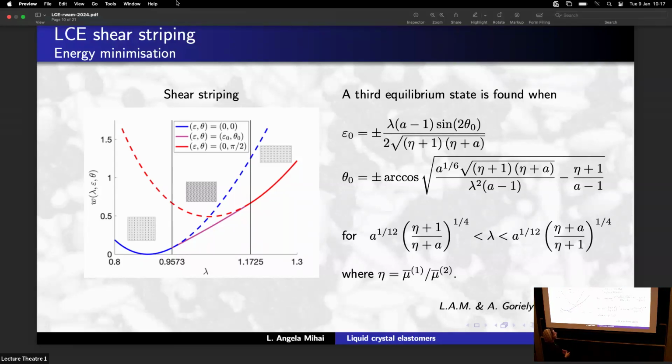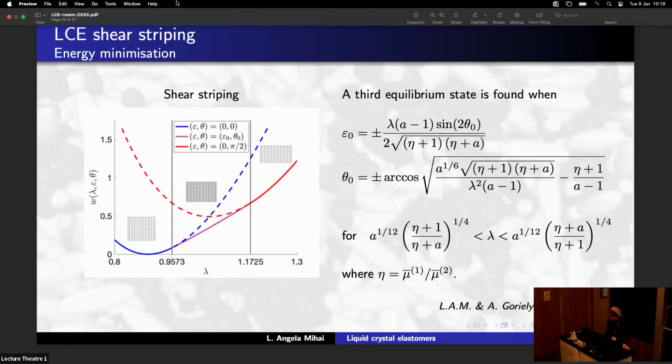There is a third state which corresponds to the shear striping, and we can compute analytically the values of the shear parameter and the director angle, theta 0, for when the stretch in the main direction has values between these two bounds. And you can see that these bounds depend very much on the ratio between the purely elastic and the nematic part of the strain energy function. I will not go into detail, because I could have a whole talk on this.